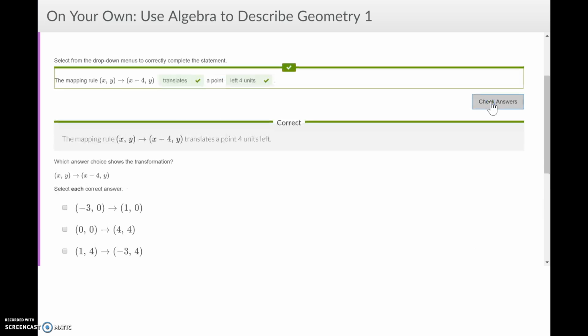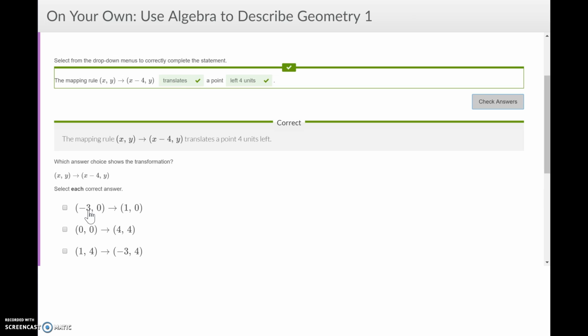All right, which answer choice shows this transformation? So once again, y is staying the same, so we got to check those. It can't be this one because y did not remain the same. It can only be this one or this one. We have to select all the correct answers. So x is minus 4. So negative 3 minus 4 would not be positive 1.